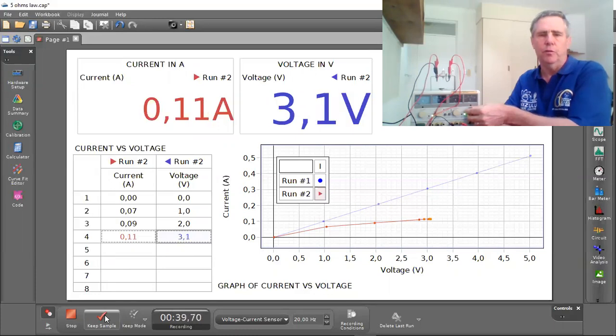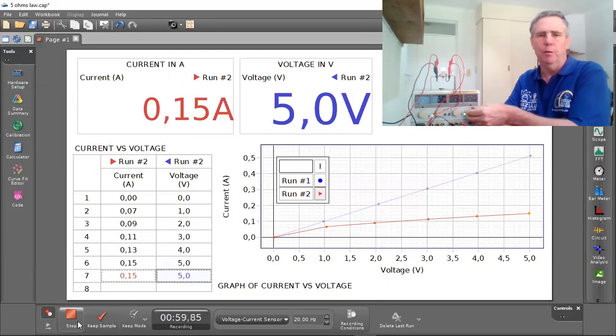Increase our voltage to 3 volts, 0.11 amps, to 4 volts. You should be able to see the bulb just glowing, 0.13 amps, and finally to 5 volts.